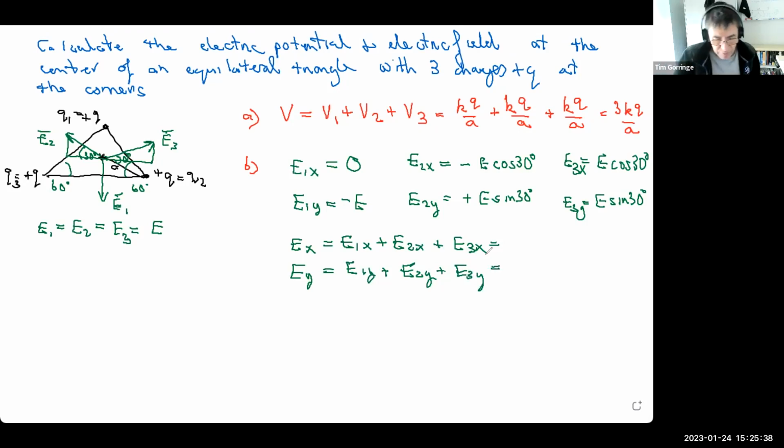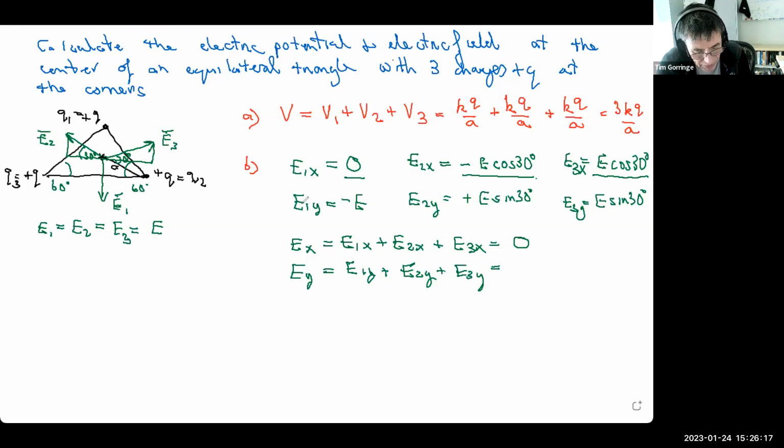So what's going to happen here? Well, let's think about the X component first. We've got 0. And then we're going to add a minus E cosine theta. And then we're going to add a plus E cosine theta. The minus E cosine theta and the plus E cosine theta will cancel. The 0 is already 0. So these components add up to 0. So this is 0.